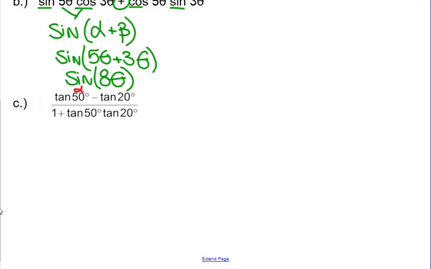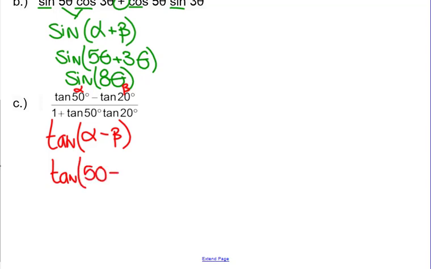The next one we're going to look at, we've got tangent of, we'll call that our alpha. So 50 is our alpha, 20 is going to be our beta. And in this case, we've got a subtraction in our numerator. Well, subtraction in our numerator is going to be a difference identity. So this is tangent of alpha subtract beta. So tangent, our alpha was 50, our beta was 20, those are degrees. And so this gives us tangent of 30 degrees.